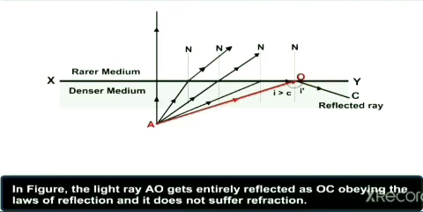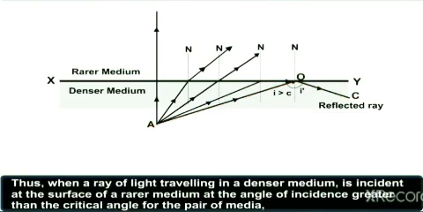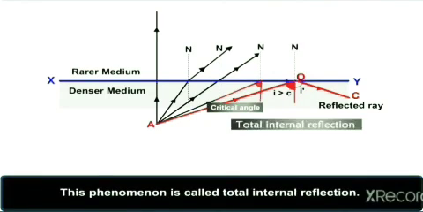In the figure, the light ray AO gets entirely reflected as OC, obeying the laws of reflection, and it does not suffer refraction. This phenomenon is called total internal reflection. Thus, when a ray of light traveling in a denser medium is incident at the surface of a rarer medium at an angle of incidence greater than the critical angle for the pair of media, the ray is totally reflected back into the denser medium. This phenomenon is called total internal reflection.